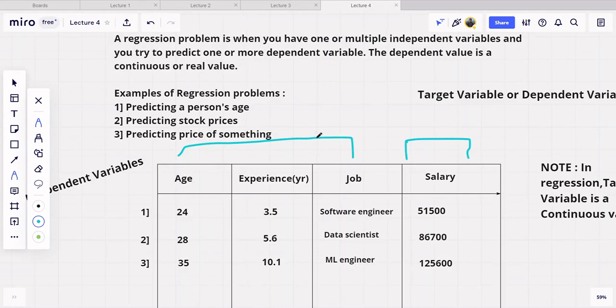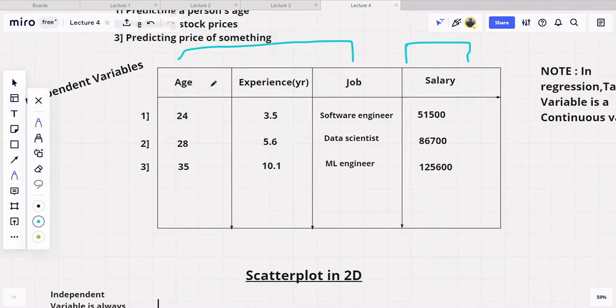You know, for example, 7.1 years or 5.1 years, 3.2 years, something like that. So make sure that whenever you're trying to solve a regression problem, the independent variable is a continuous variable.